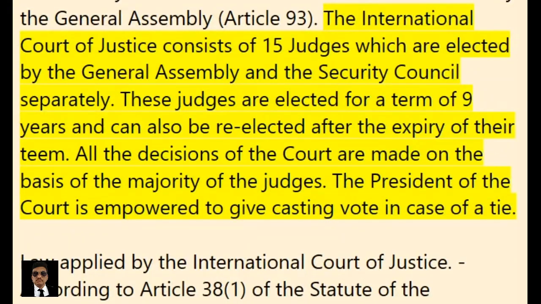The International Court of Justice consists of 15 judges which are elected by the General Assembly and the Security Council separately. These judges are elected for a term of 9 years and can also be re-elected after the expiry of their term. All the decisions of the court are made on the basis of the majority of the judges. The President of the court is empowered to give casting vote in case of a tie.